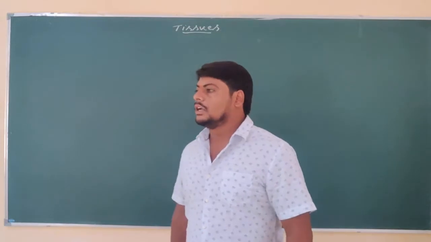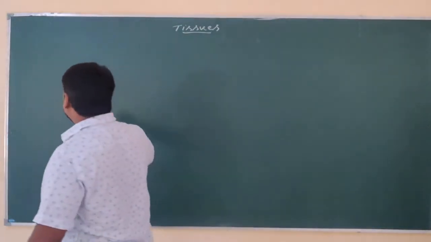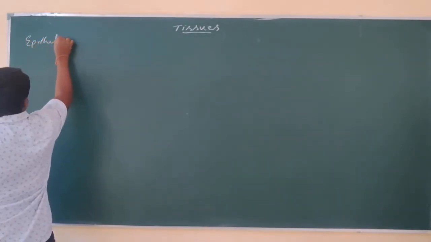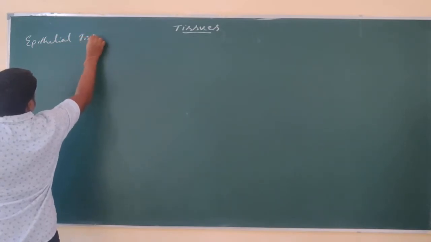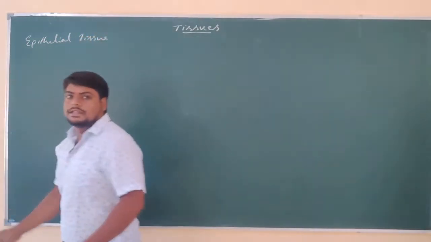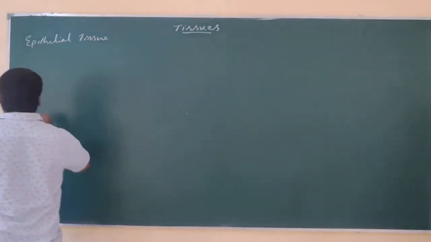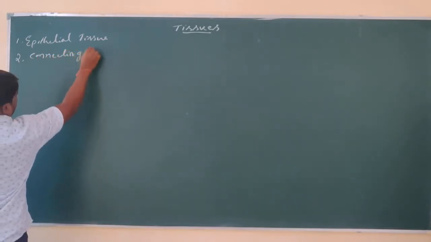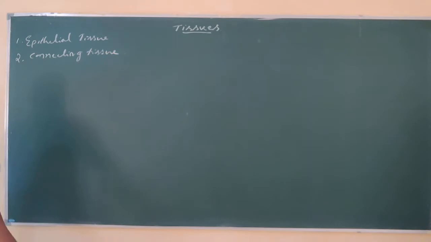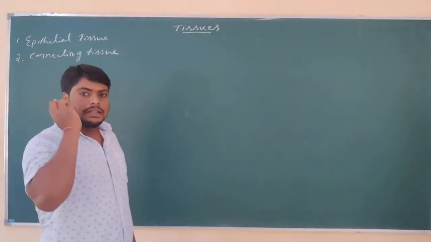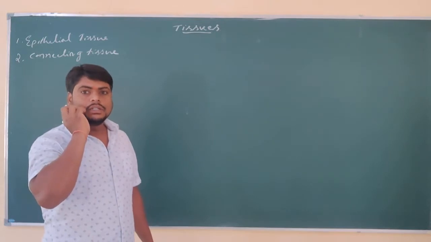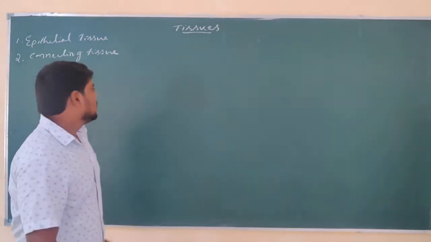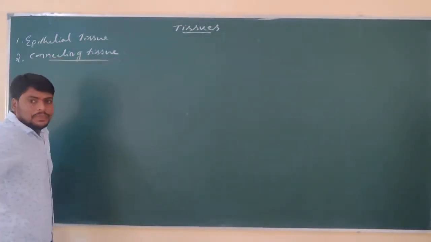We are discussing tissues. Under that, we have completed the epithelial tissue in animals. Out of four, we have completed one, and next we are going to discuss connecting tissue. What is connecting tissue? What is its function? What are the types of connecting tissue that we have to learn under this part? Understand? So, let us discuss connecting tissue.